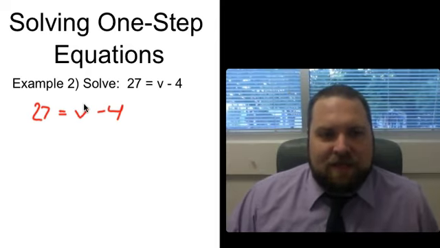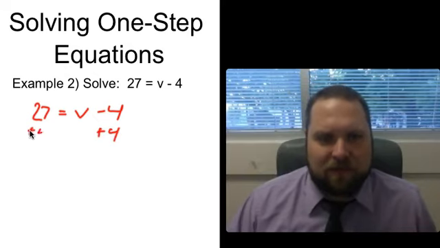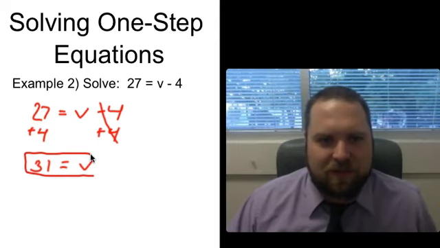So let's look at this. We need to isolate that v. We need to get it by itself. The thing that's keeping that v from being by itself is a minus 4. So we're going to use the inverse operation of subtraction to get rid of that 4. And what I do to one side, I must do to the other. 27 plus 4 is 31. Over here, these two cancel because they're inverse operations, leaving me with this solution, 31 equals v.